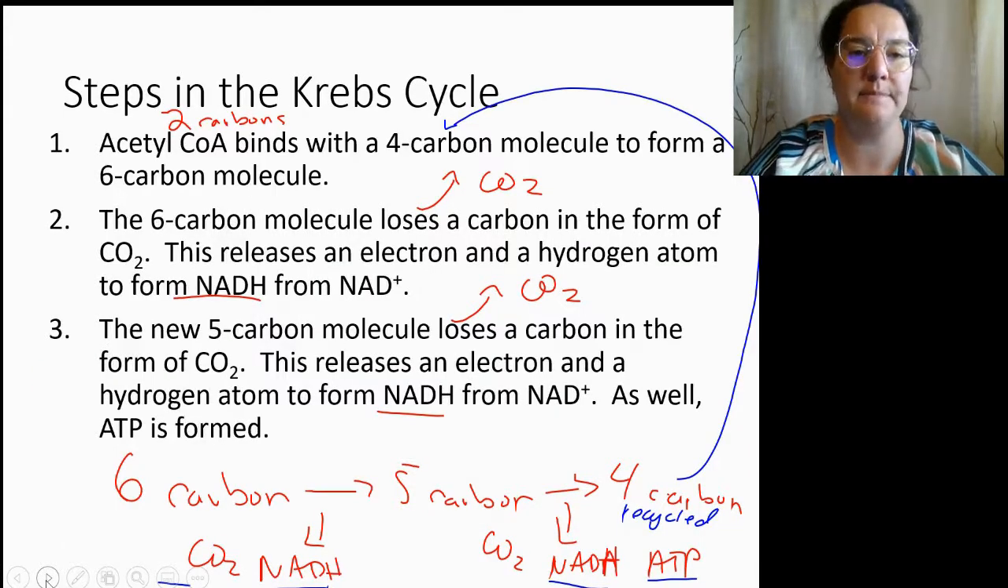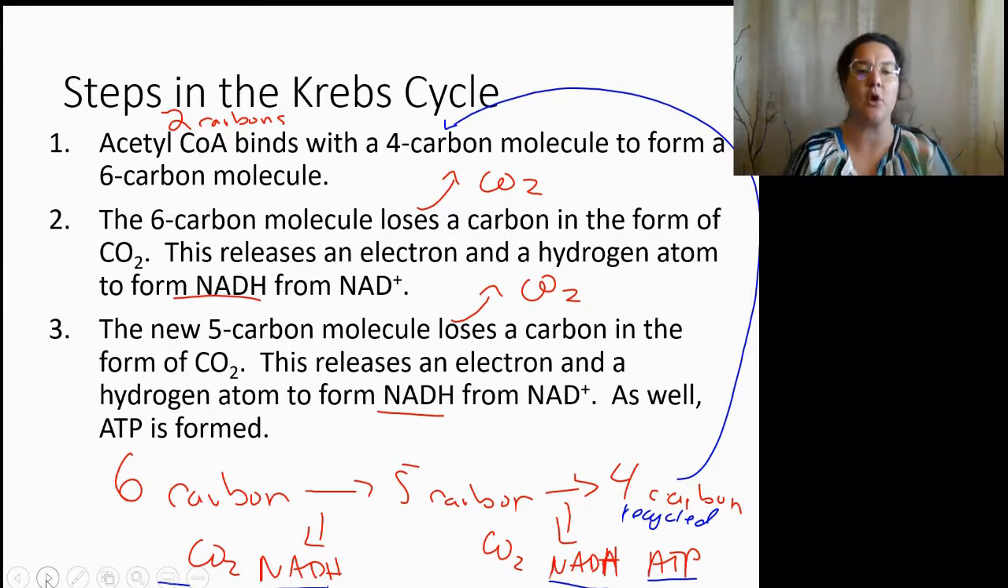So in the Krebs cycle, acetyl-CoA and the two carbons bind with a 4-carbon molecule to form a 6-carbon molecule. So remember that acetyl-CoA dragged in a 2-carbon molecule.